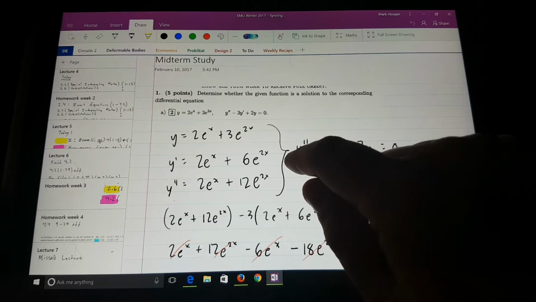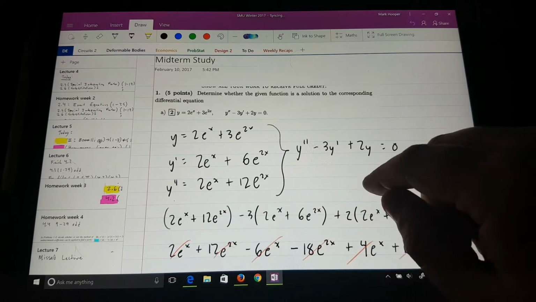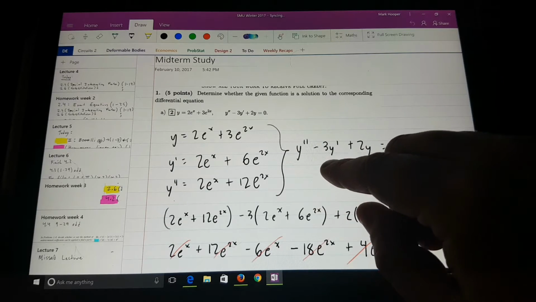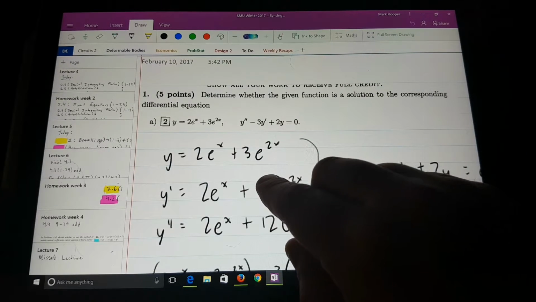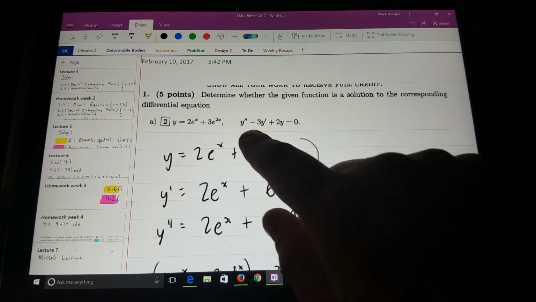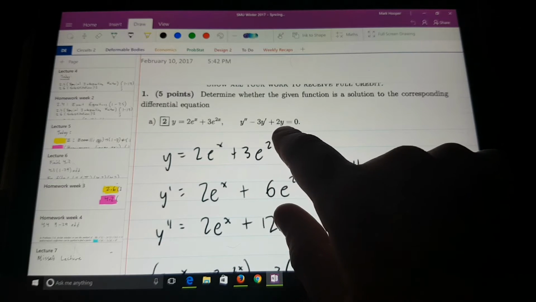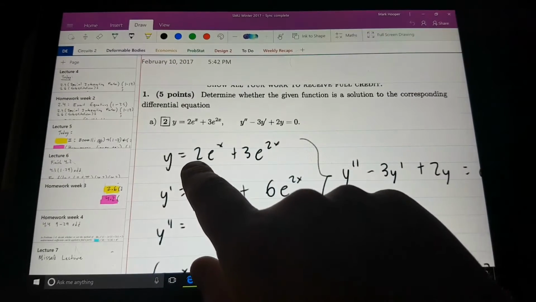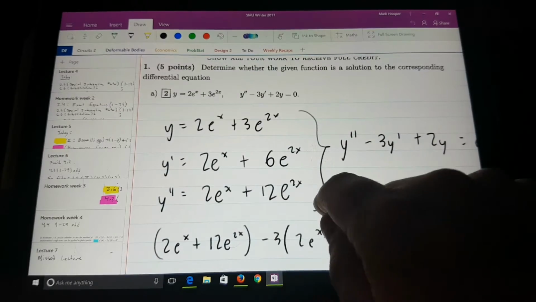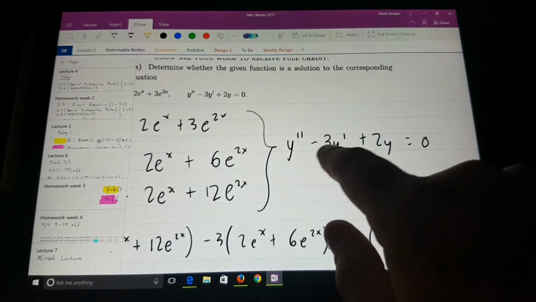Alright, so the first question: determine whether the given function is a solution to the corresponding differential equation. So here's our differential equation right here. y equals 2e^x plus 3e^(2x), and then y double prime minus 3y prime plus 2y equals 0. So this one's pretty straightforward. You just got to take this equation, differentiate it once and twice, and then plug it into this guy.